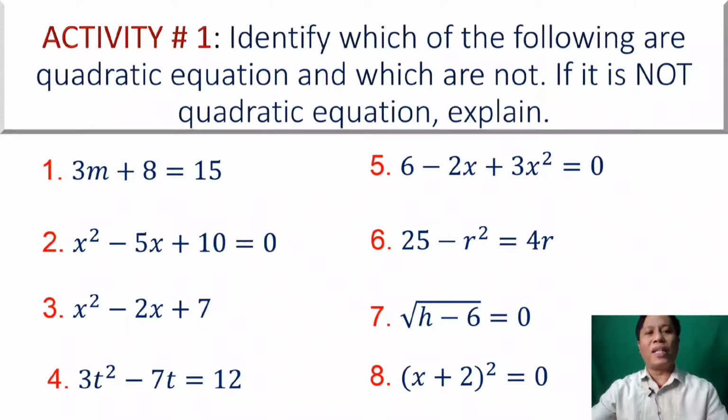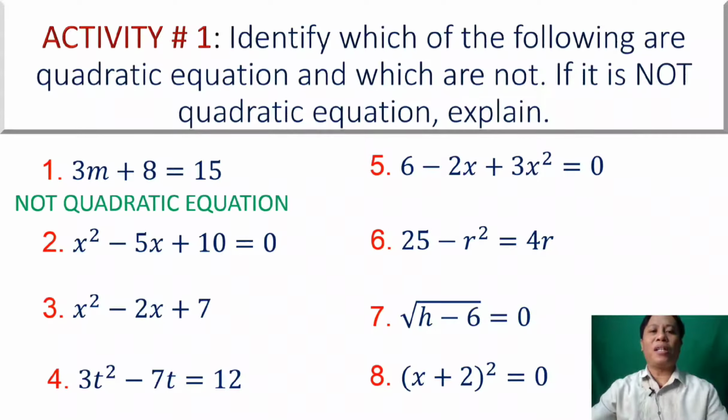Number 1: 3m plus 8 equals 15. Number 1 is not a quadratic equation. Why? Because the exponent of the variable involved in the given equation is 1. Even though there is no indicated exponent on the m, it is understood that the exponent is 1. So again, this is not a quadratic equation. This is a linear equation.